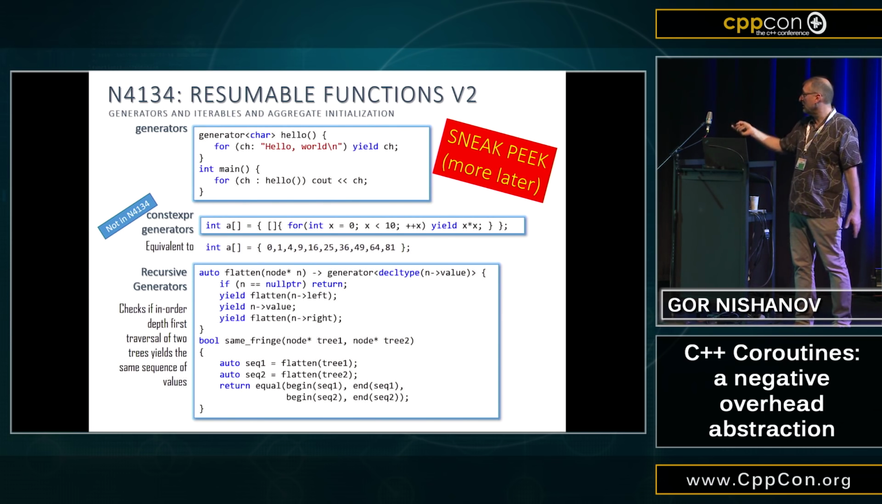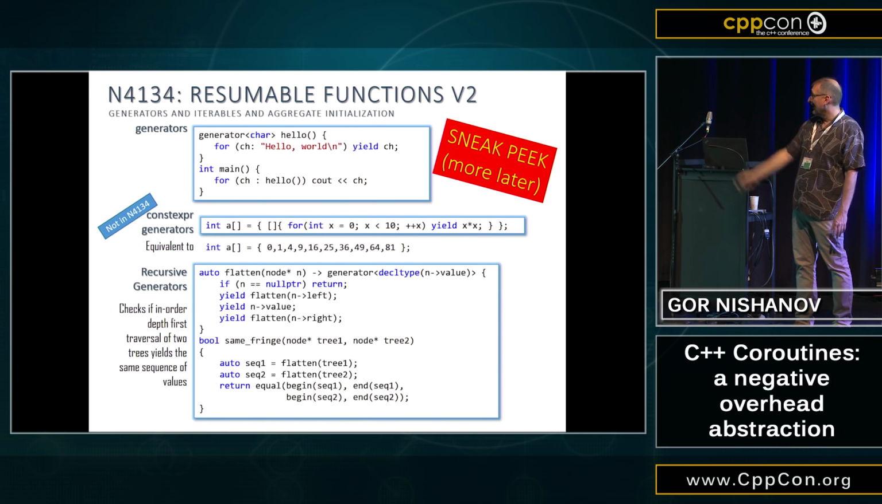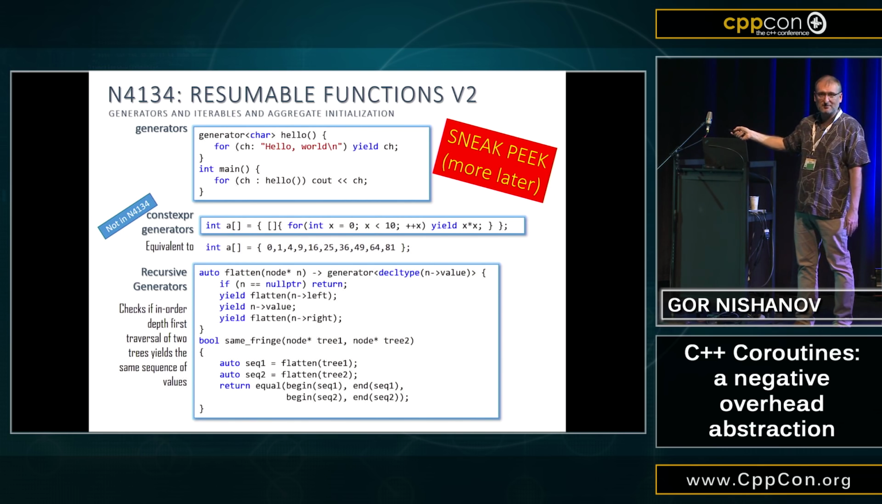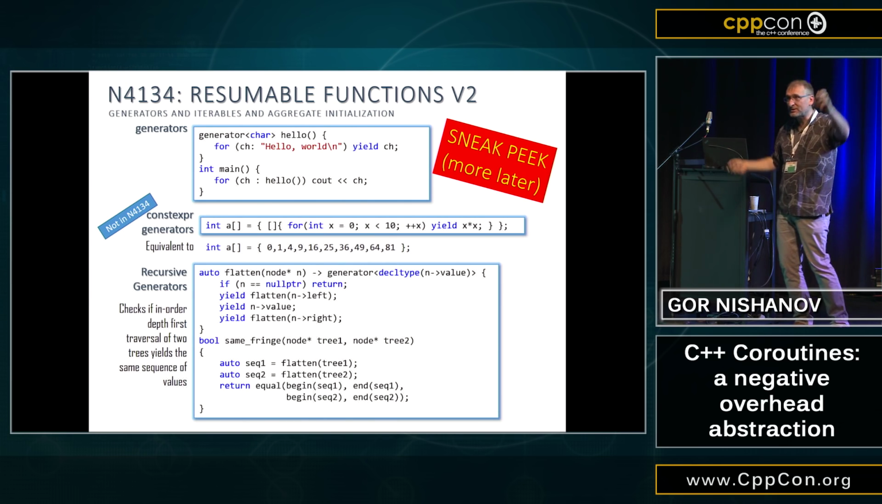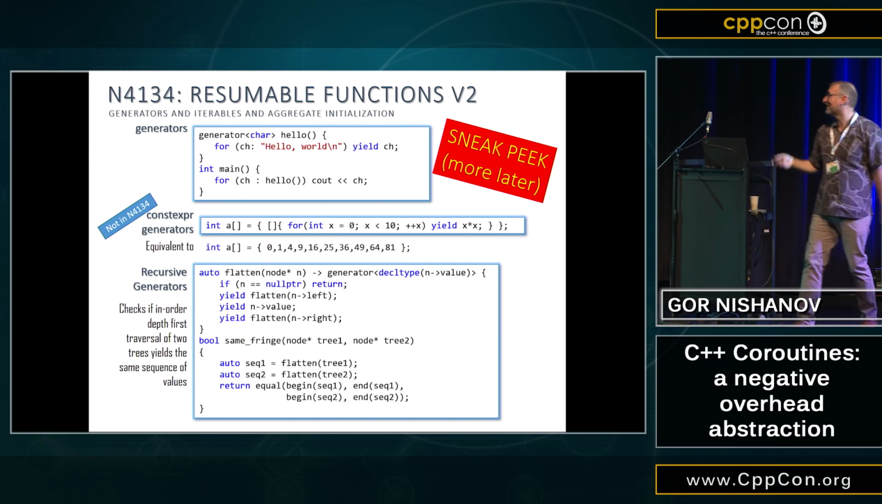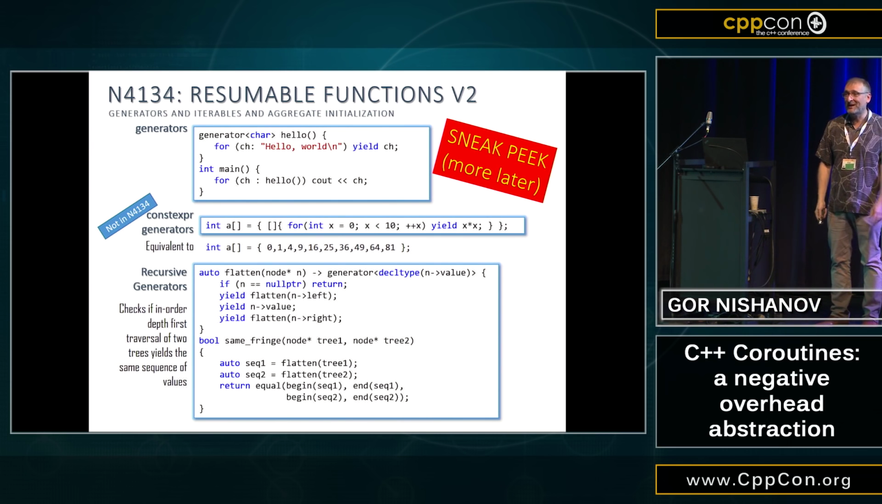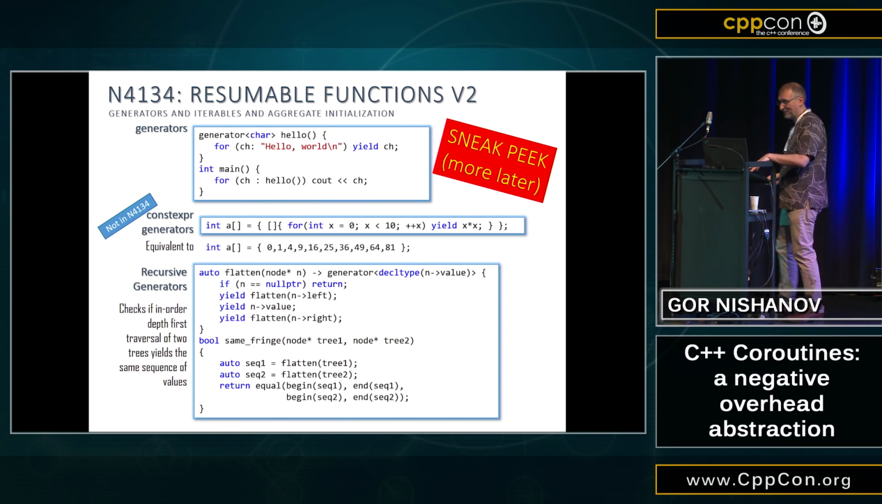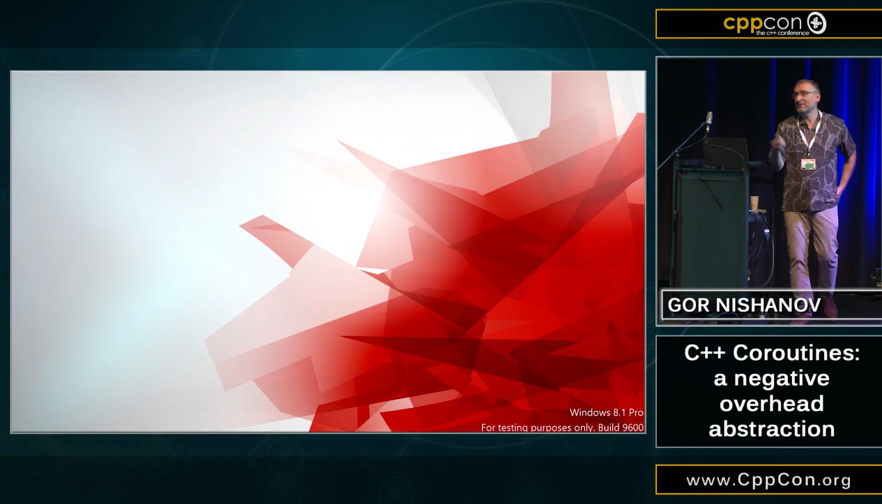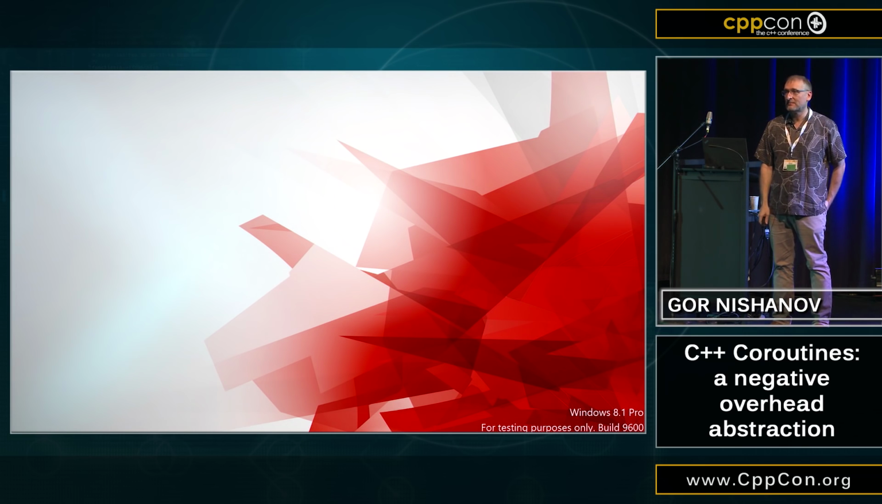And with ranges, you would even be able to avoid this entire template. You just say equal, flatten 1, and flatten 2. And what happens is that, at this point, nothing has run yet. The coroutine is created, but no values are produced. It's only when equal starts applying plus plus or dereference to the iterator that it will activate the coroutine and we'll start getting the values. So yes, you can interact with that.